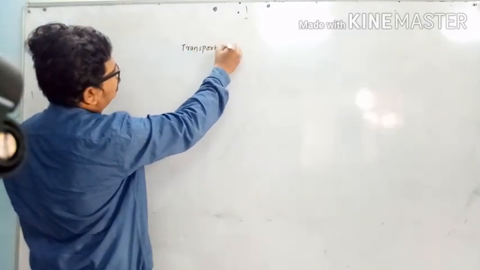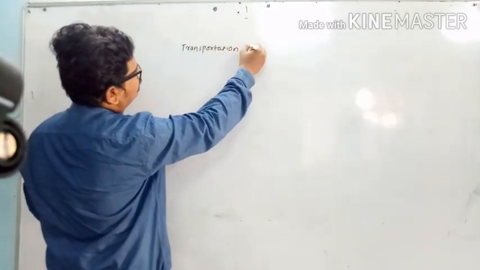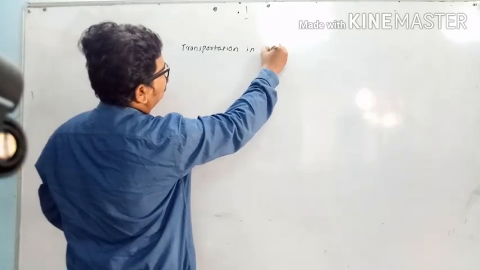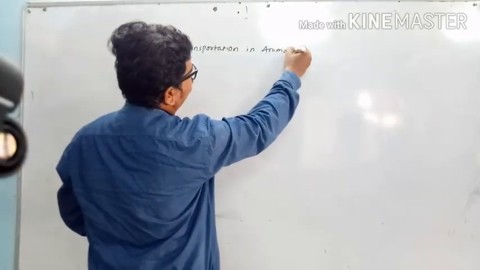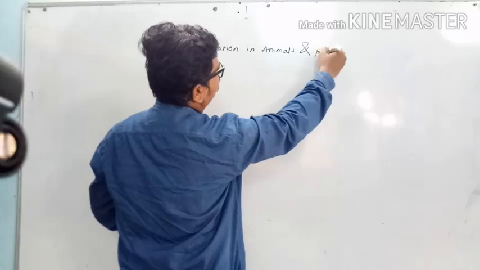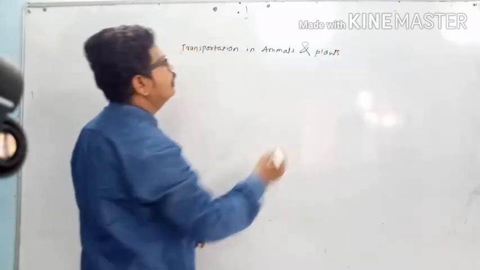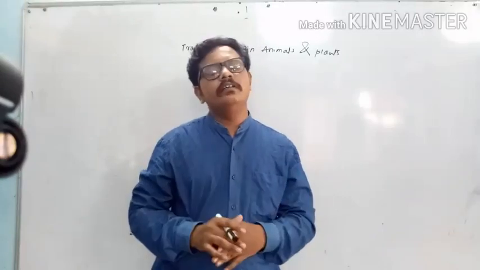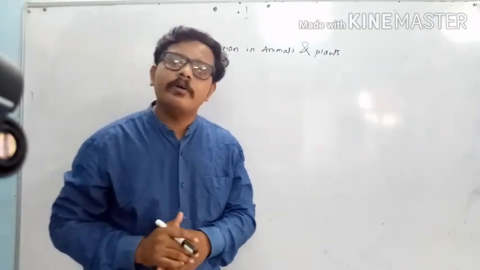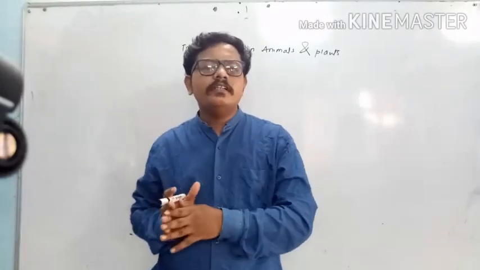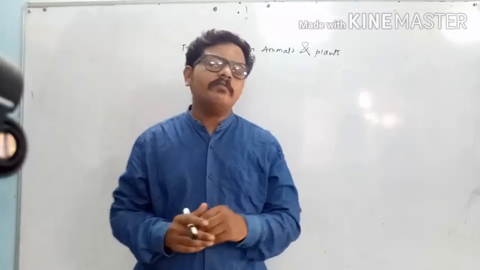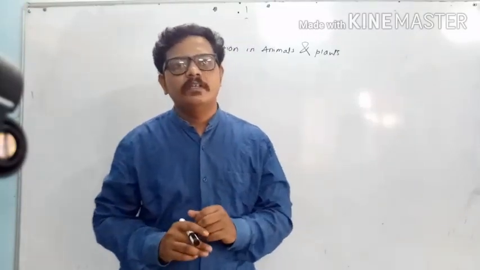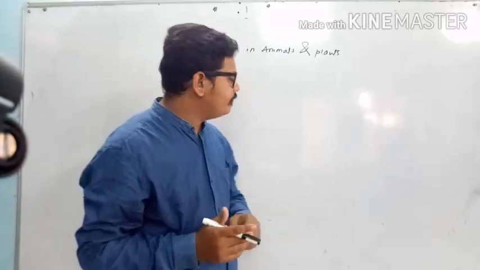Transportation in animals and plants. As you know, each and every living organism is made up of cells. The cell is the basic structural and functional unit of life. This is the smallest unit of life.